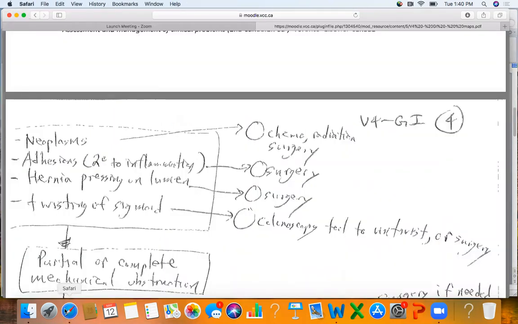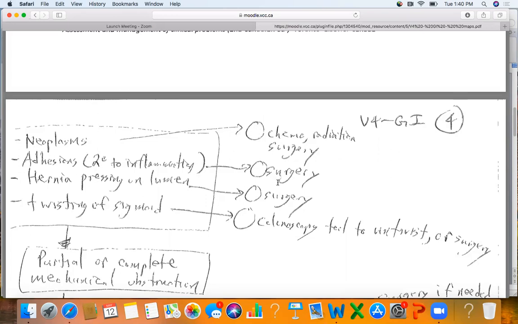So, list 4 causes of mechanical bowel obstruction. Here they are. And if you look at them closely, neoplasms are abnormal growths like tumors. Adhesions we talked about above, they follow inflammation. We all know what a hernia is, and we all know what twisting of a segment of bowel is. All of these have something in common, and that is they are physical forces acting upon the bowel, mechanically causing obstruction.